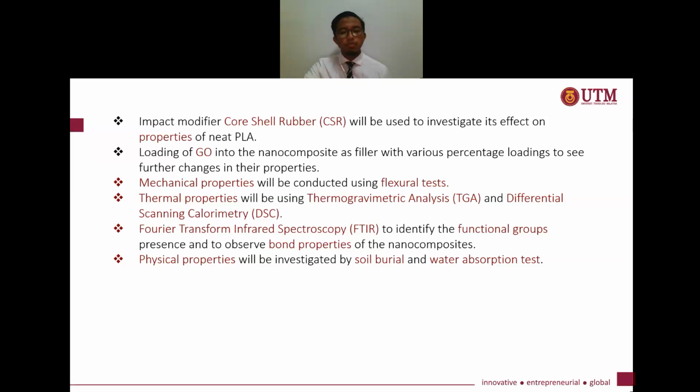The mechanical properties will be investigated using flexural test. The thermal properties will be investigated using TGA and DSC, and our characterization will be performed using FTIR. And lastly, the physical properties will be investigated by soil burial and water absorption tests.